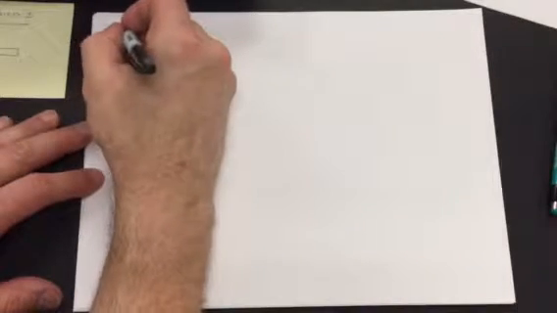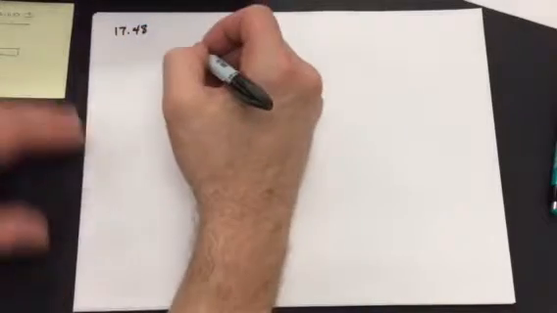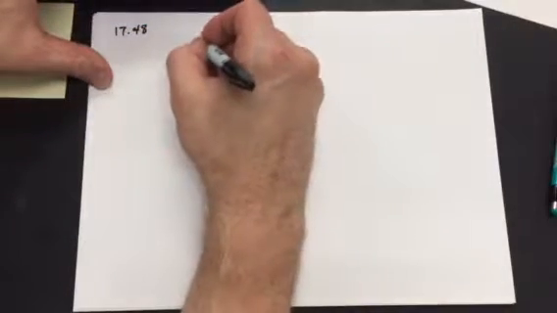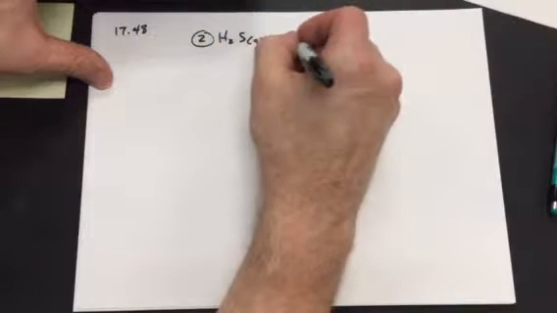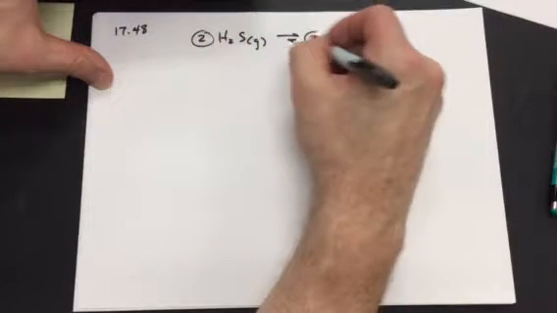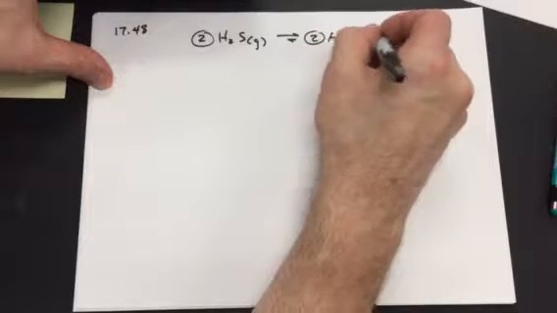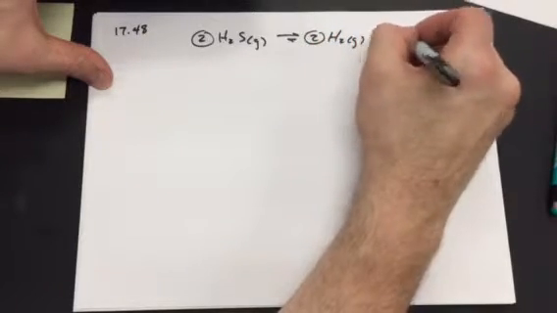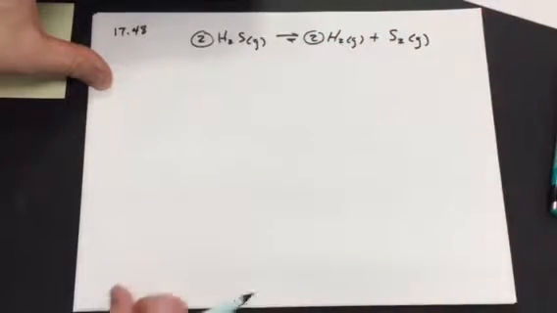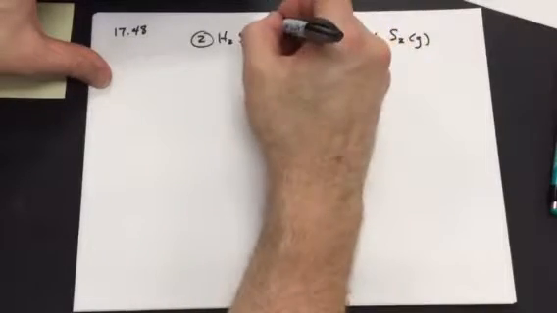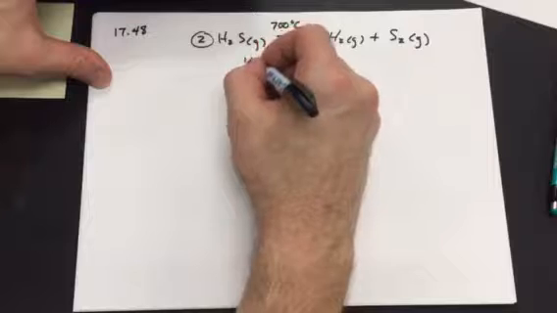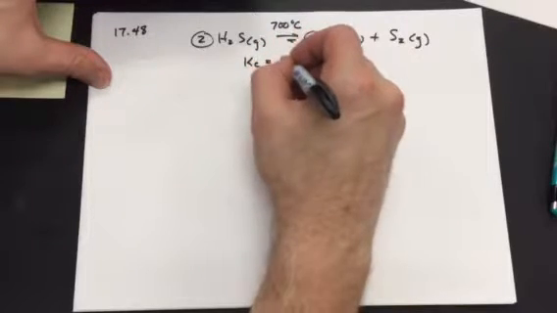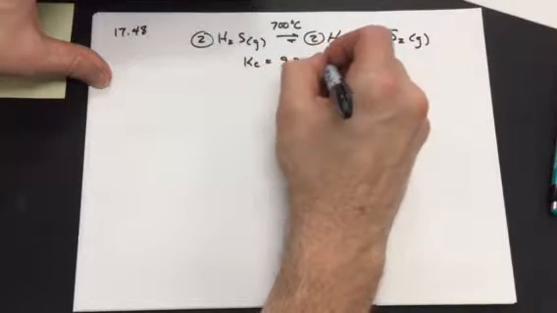Okay, here's another example, 17.48. In this reaction, we're told that 2H2S, hydrogen sulfide gas, reacts to produce 2 hydrogens and disulfur gas. We're told that the reaction occurs at 700 degrees Celsius, and we're given a Kc value of 9.3 times 10 to the minus 8.